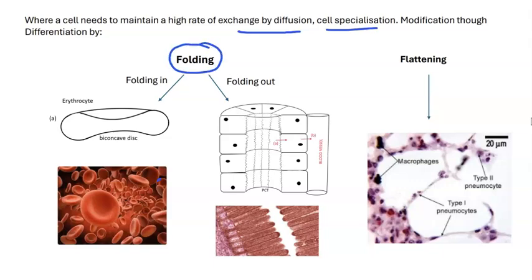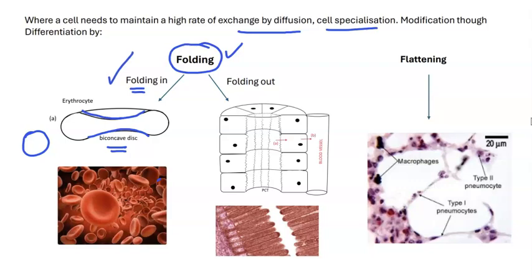So the response to getting larger can be, I can fold the surface in. So we have here a red blood cell where the surface has been folded in on 2 sides in these circular cells, and this is known as a biconcave disc. So the surface area has been increased by folding in.